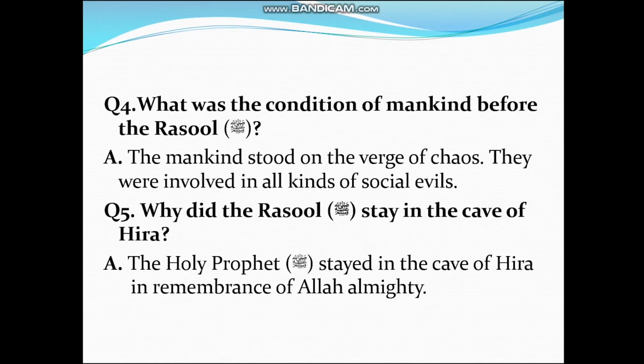What was the condition of mankind before the Rasul sallallahu alaihi wasallam?